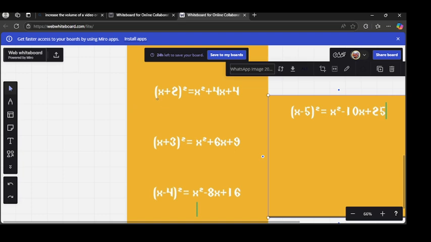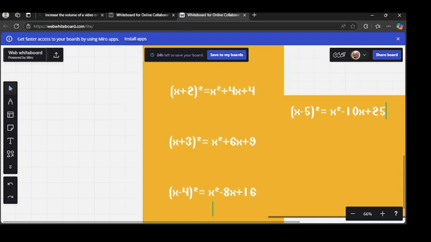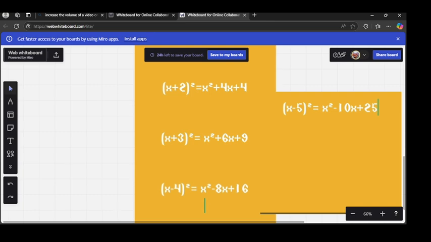I have x plus 2 all squared. I have x plus 3 all squared. I have x minus 4 all squared. I have x minus 5 all squared.